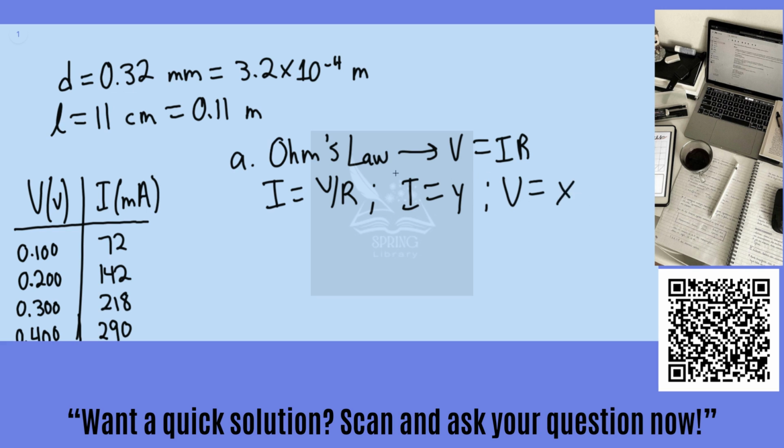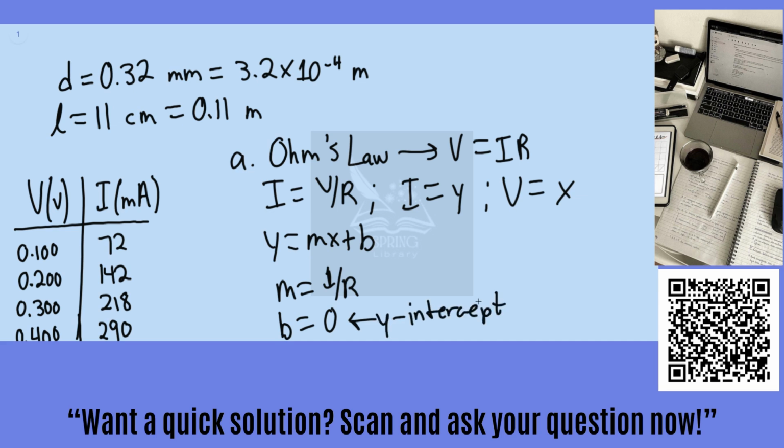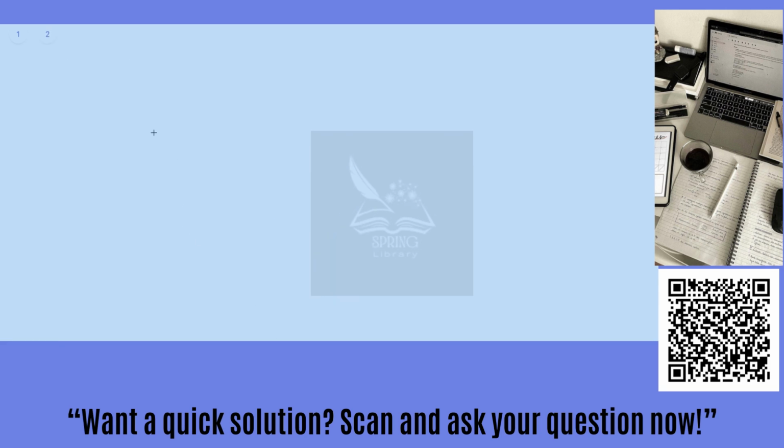So we would essentially compare this to Y equals mx plus b. And m here, the slope, is going to be 1 over R. And, of course, b equals 0, so b will be the y-intercept. So the y-intercept will essentially equal 0. So this would be the slope and the y-intercept if this wire obeys Ohm's law. So at this point, we should graph it.